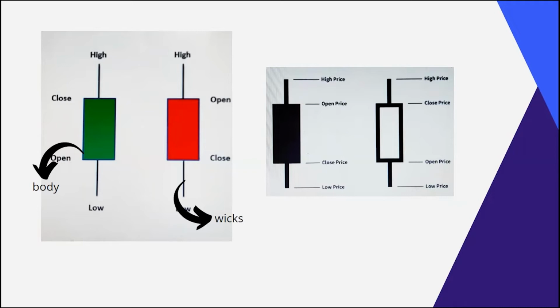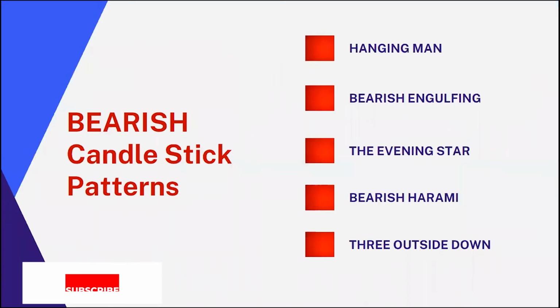We will look into 5 important bearish patterns such as hanging man, bearish engulfing, the evening star, bearish harami, and 3 outside down. These patterns can help you to understand whether a particular stock price is likely to go down or not. I'll also show you the real market charts of all these patterns.